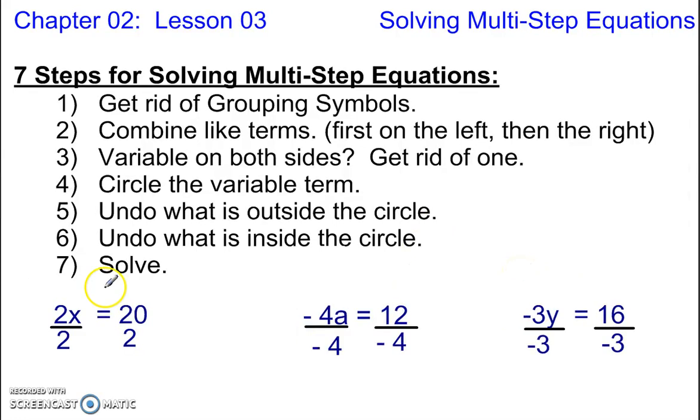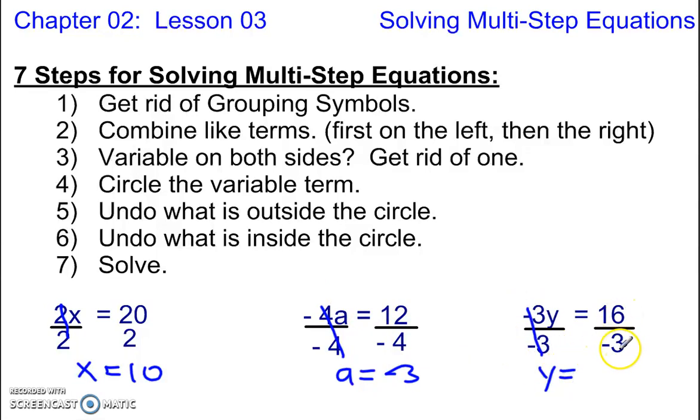Alright, and then finally we're going to solve. So once I have that, 2 divided by 2 is x, 20 divided by 2 is 10. Negative 4 divided by negative 4 leaves me with a. And negative 3. Please pay attention to your negatives. Negative 3y divided by negative 3 is y.